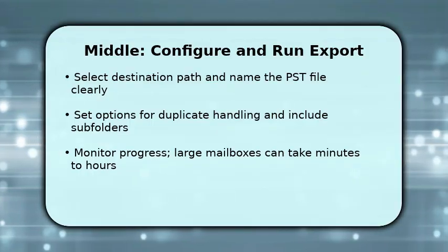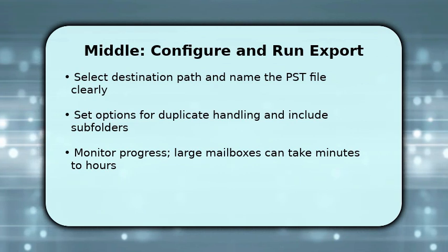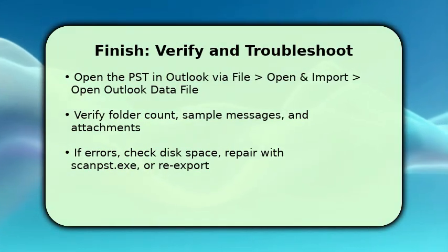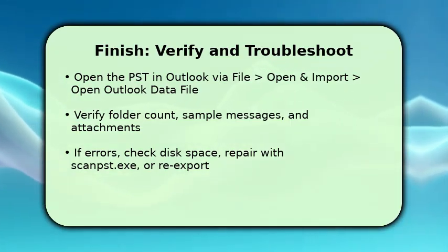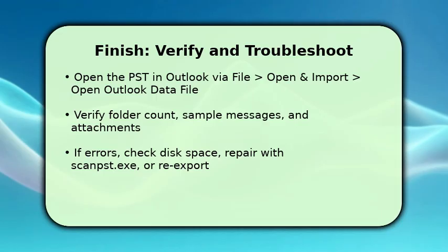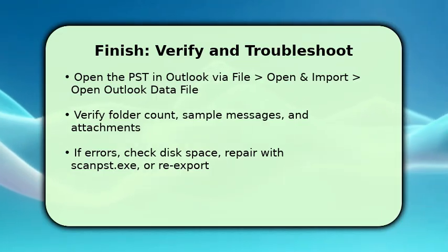Finish by opening the archived PST in Outlook through File, Open and Export, open Outlook data file, then verify the folder structure, open a sampling of messages, and confirm attachments open. If everything matches, move the PST to long-term storage and update your backup routine.